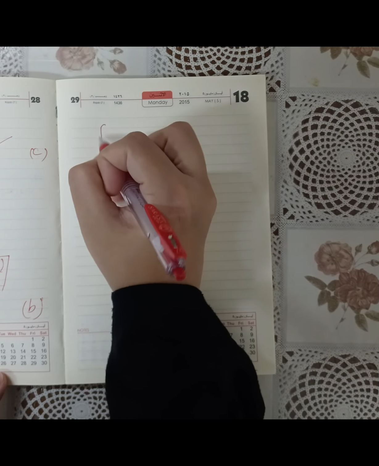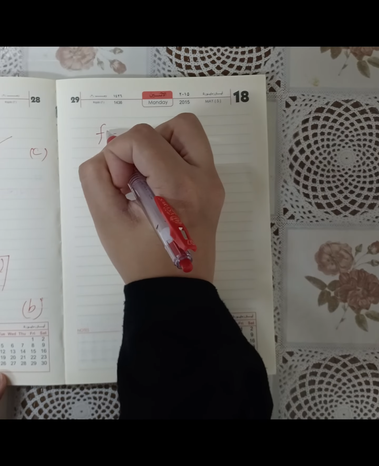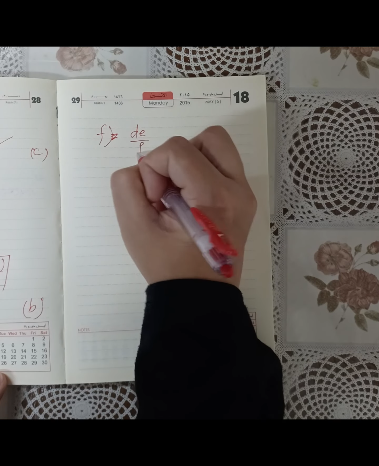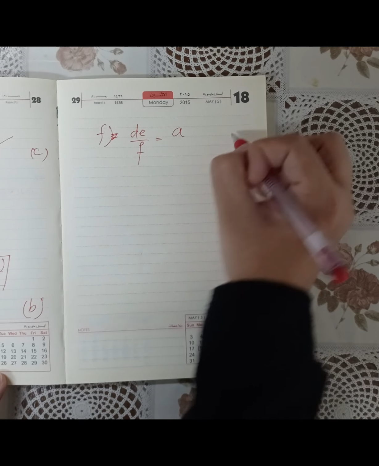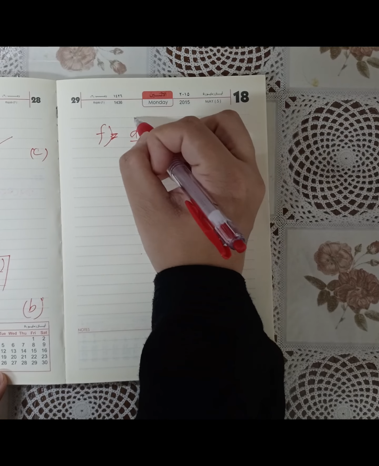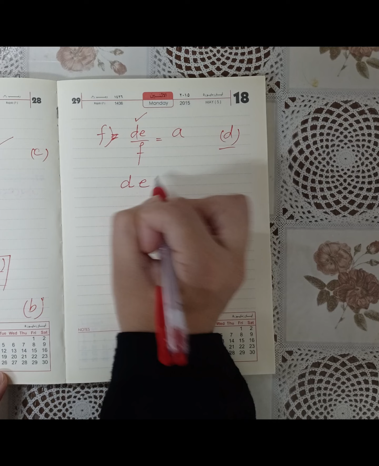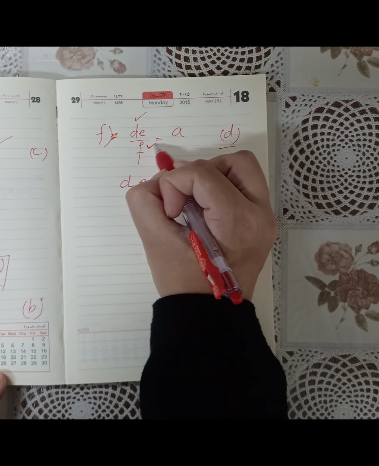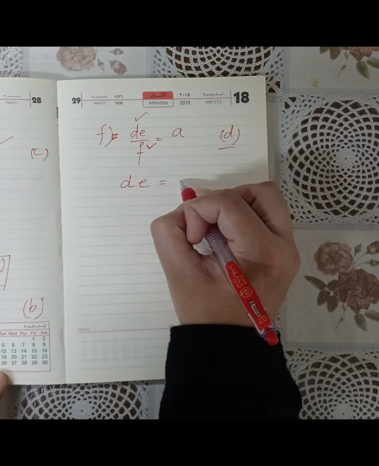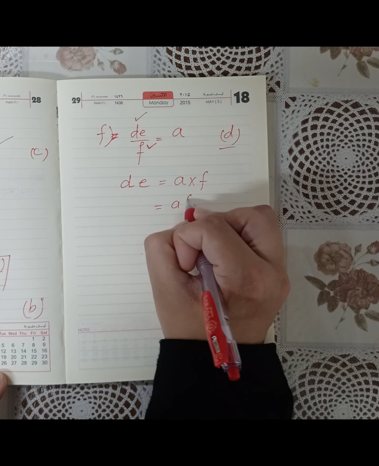Now part F, that is DE over F equals A. What do we have to find? We have to find D as the subject. So D is here. How can I find D? First I will get rid of this F. This F is being divided here, so it will multiply on the other side. It will go with A and multiply with A. So we got AF.